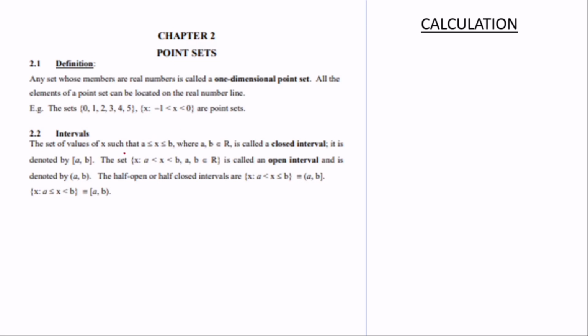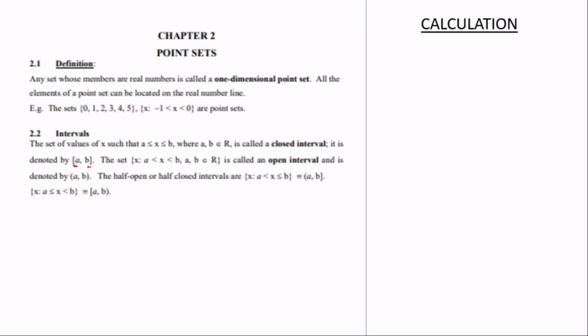When we talk about an interval, there's an interval between something and something, right? So the set of values of x such that x is greater than or equal to a, which is less than or equal to b, where a and b are subsets of what? Real numbers, right? It's a closed interval. Now, the difference between a closed interval and an open interval, and also we have half open and half closed, right? A closed interval is represented by the square bracket. So whenever you see two numbers in a square bracket, it means that it's a closed interval.